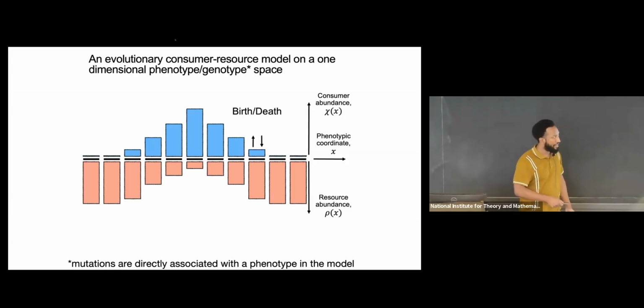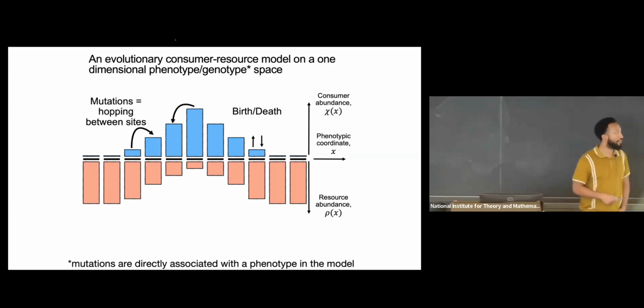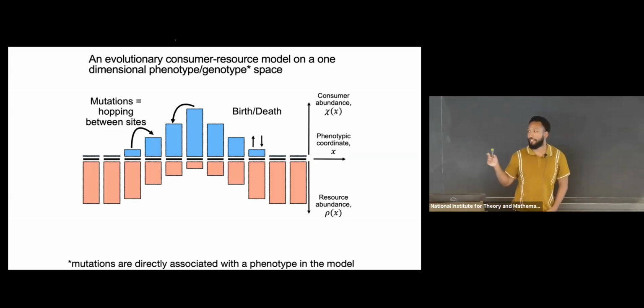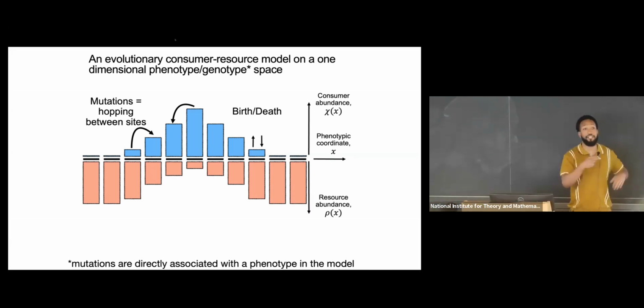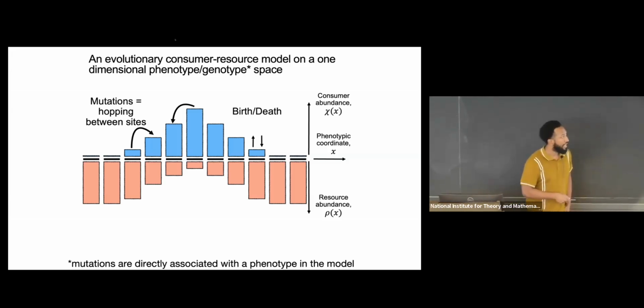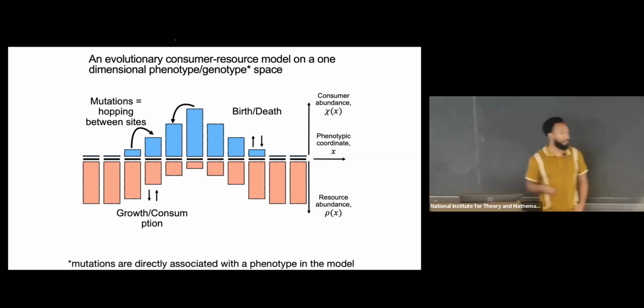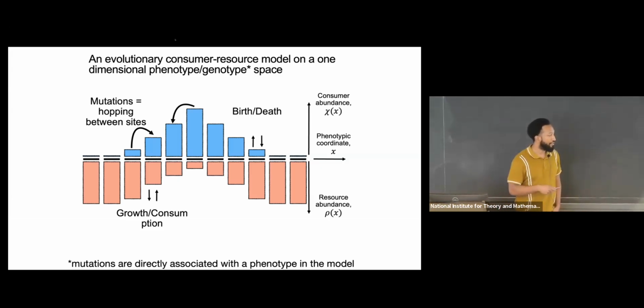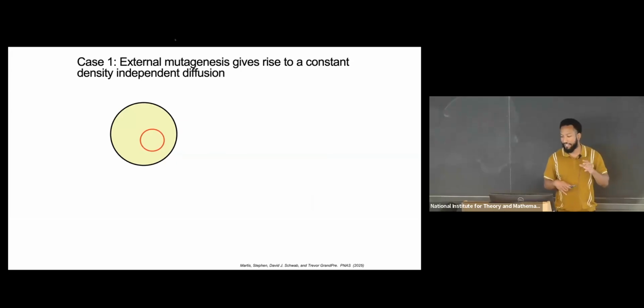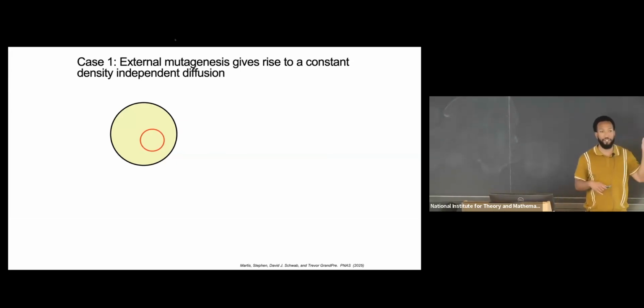So the dynamics of this would be: there's birth and death of consumers. There's mutation. The only way that you can change on the phenotype lattice in this model is through mutations, whether exogenous or replicative. And then the resources can also grow or be consumed. So this is the model. And now let's look at what this would look like from an equation.